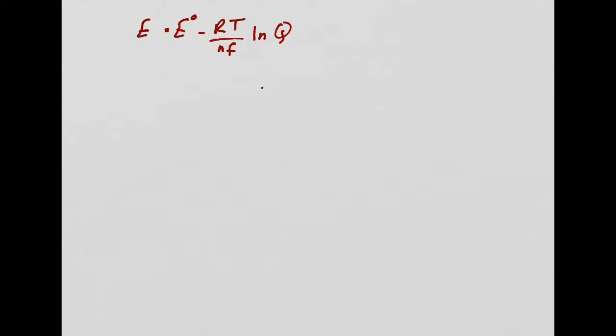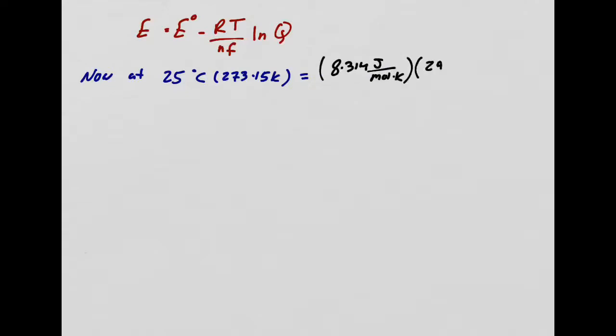If we are at room temperature, which is 25 degrees Celsius and 298.15 Kelvin, right? Because most of the reactions are done at room temperature. So if we are at room temperature, that means the R doesn't change, that's a constant, 8.314 joules over mole Kelvin, okay? Now, my temperature is going to be 298.15 Kelvin, okay?